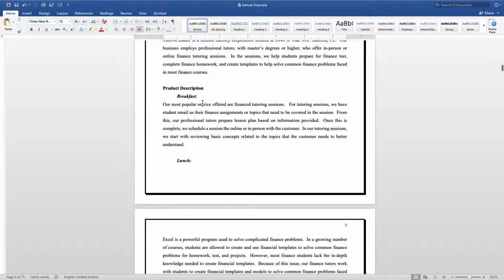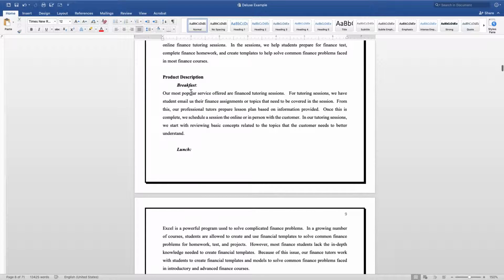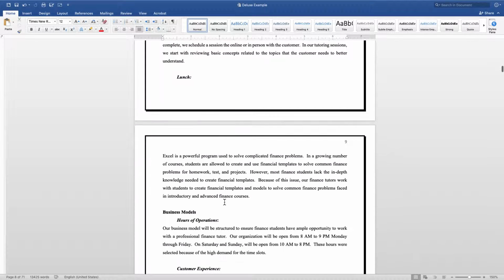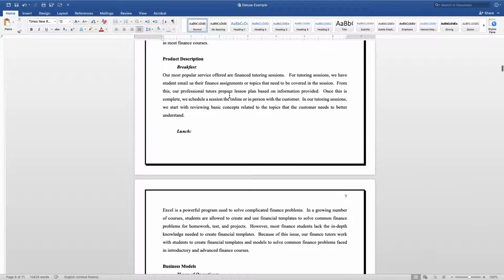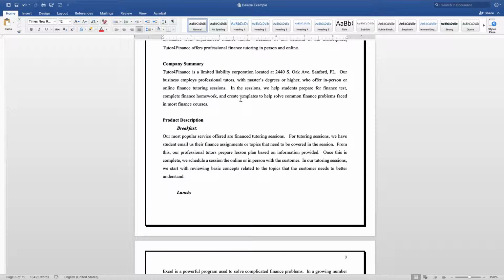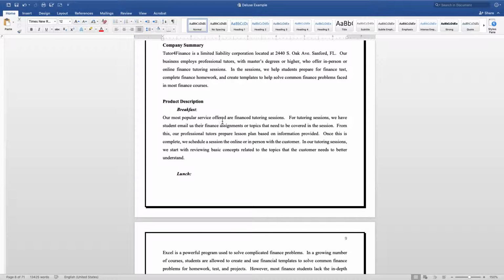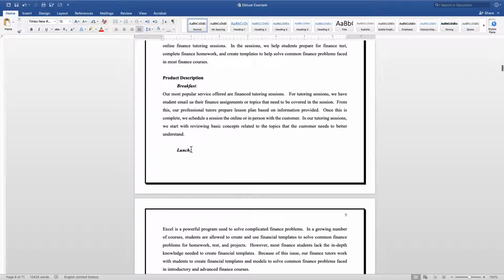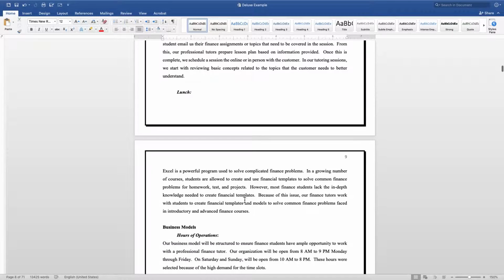Once I'm done with that, I'm going to dive into my product description. I'm going to tell them what I'm offering, what my company is doing. For this example, I've got it kind of merged with a tutoring company and also a restaurant, because this is my little template for my business plans. So if you don't mind, just bear with me here. But for this product description, if you were a restaurant, you'd describe what you're going to offer for lunch, for breakfast, for dinner.